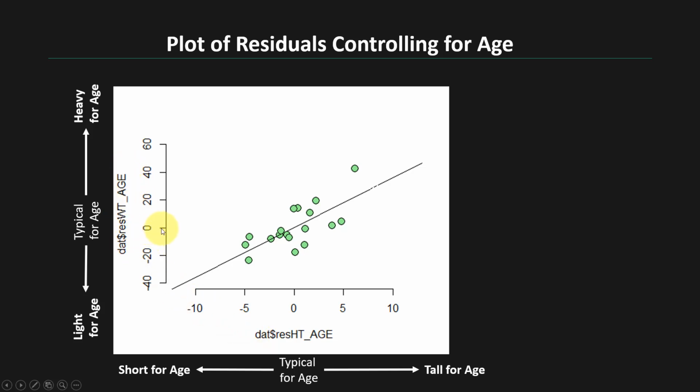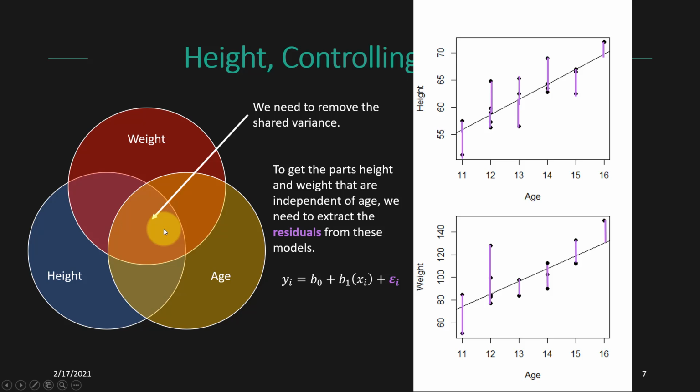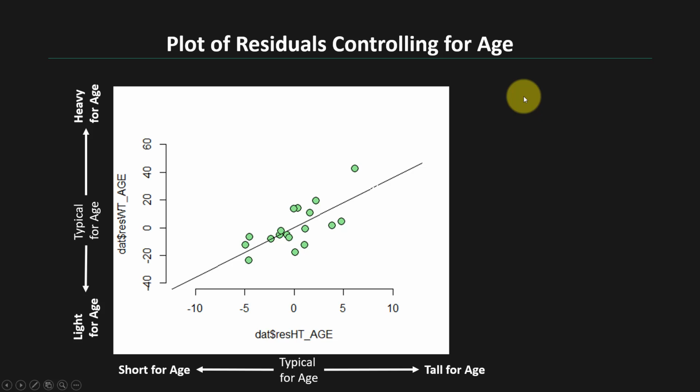If you were at 0, you were right on the regression line in the previous graph because you had an error of 0. If you're above 0, then you were above the regression line, right? So you were heavier than we predicted for your age. If you're heavy for your age, you're going to be higher on the y-axis. Similarly, if you were below 0, that means you were below the regression line, so you are light for your age on the y-axis.